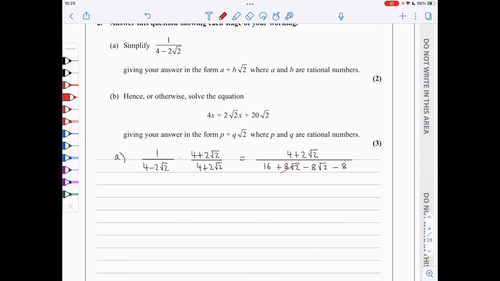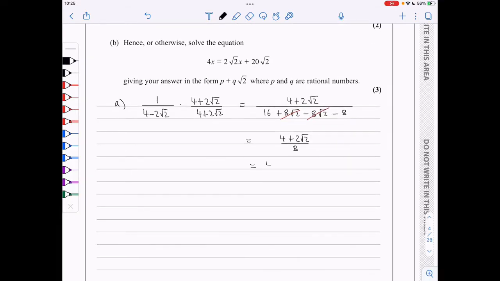The 8 root 2 with the minus 8 root 2 goes away. And I'm left with 4 plus 2 root 2 over 8. Now I will express this as 4 over 8 plus 2 root 2 over 8, which simplifies to 1 over 2 plus 1 over 4 root 2.